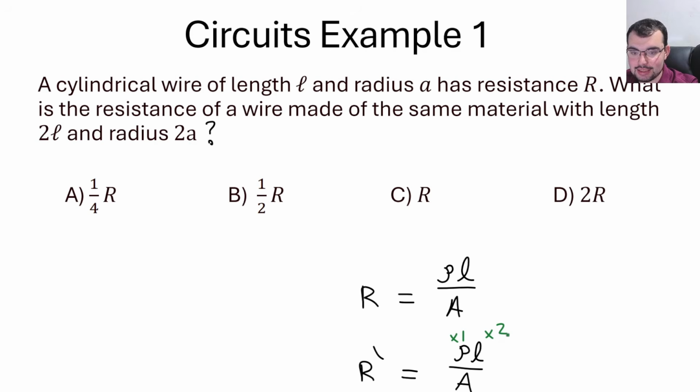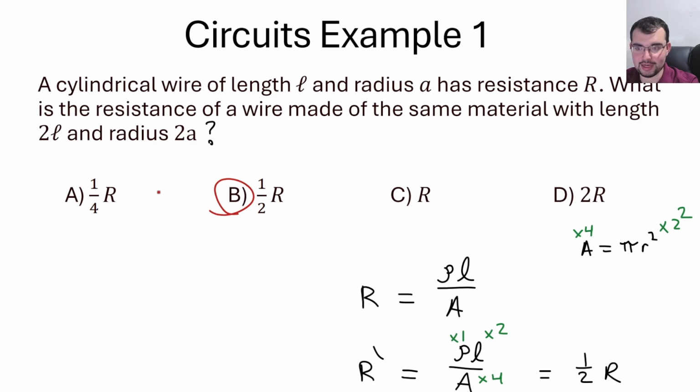Radius, that's not area, right? Because area is pi r squared. So actually, I'm doubling the radius, but the double gets squared because of that square. So area goes up by 4, which means I divide by 4 on the bottom. So my multiplier is 2 on top, 4 on bottom. 2 over 4 is 1/2. Be wary of the area scaling here.